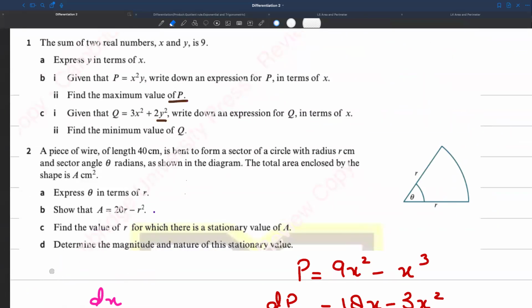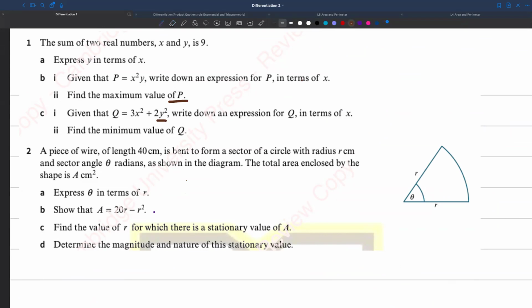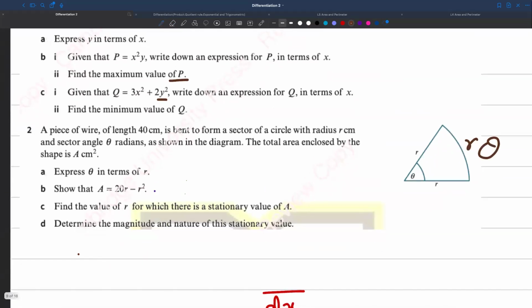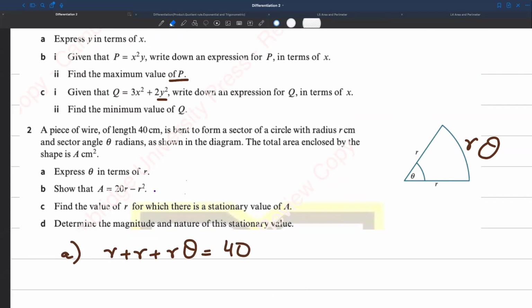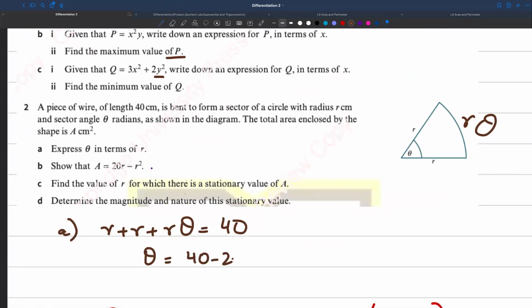In question number 2, it says a piece of wire is bent to form a sector. Mohammed, do you remember how to find the arc length? R theta. So if this is R, this is R, and this is R theta, and the total length of the wire was 40, I can say that R plus R plus R theta is equal to 40. Yes? So I can also say theta is equal to (40 minus 2R) upon R.